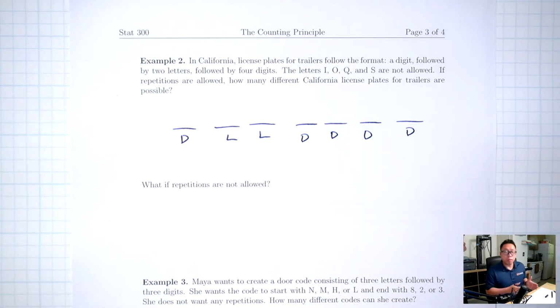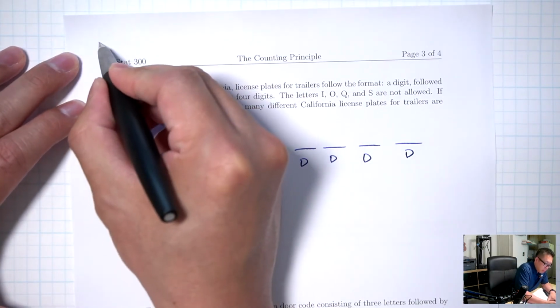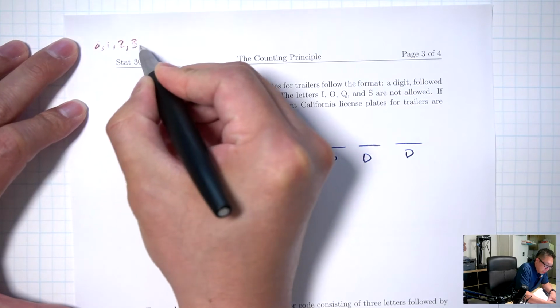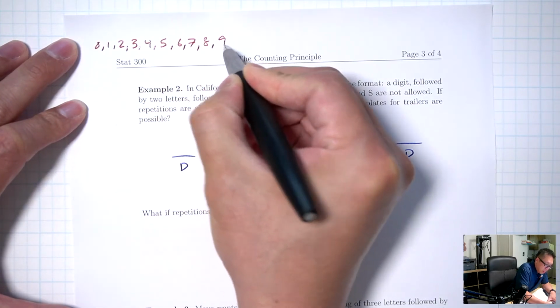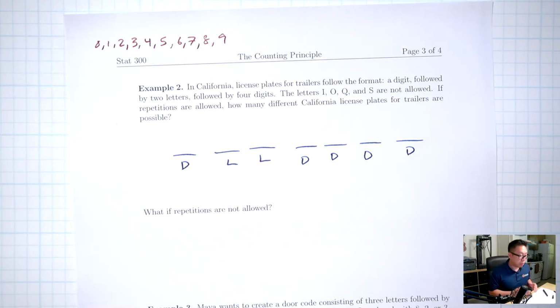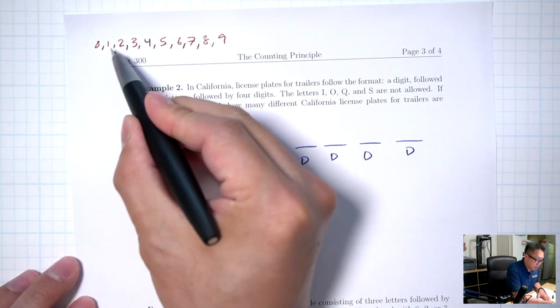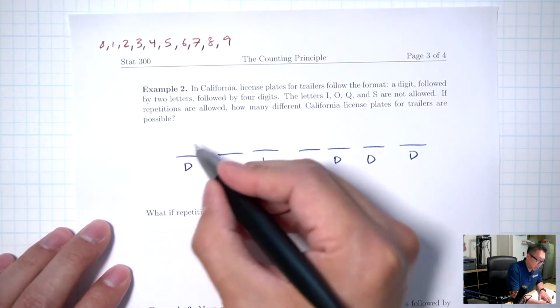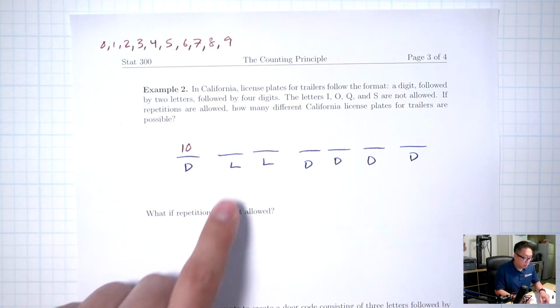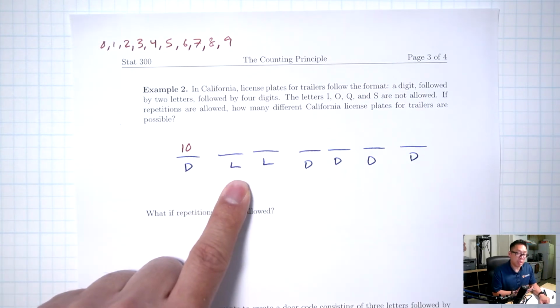And then go through for each blank, count how many options you have for each blank. First blank is digit. So when I say digit, I mean 0 through 9. So 0 through 9. 0, 1, 2, 3, 4, 5, 6. Okay, those are digits. How many options do I have? 1, 2, 3, 4, 5, 6, 7, 8, 9, 10. So there's 10 options there. Letter. Okay, so letter, I mean A through Z.